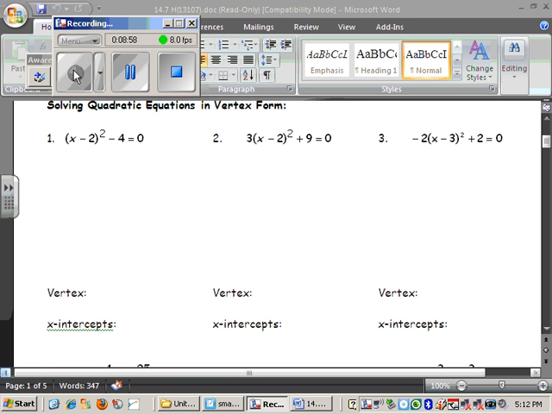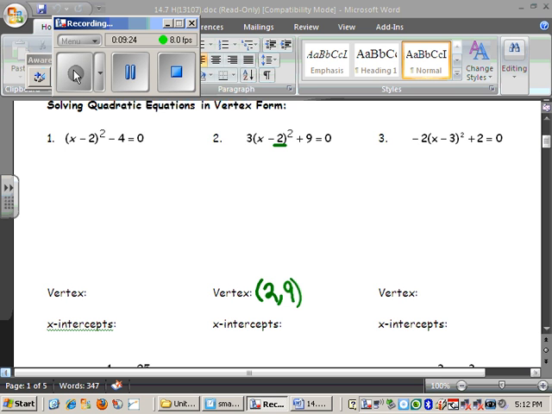Okay, I've cleared my board, and now we're going to look at number 2. It's just a little bit different than number 1. So we're going to start off by identifying our vertex. Again, our vertex is our h and our k. So here I have 2, and because it says negative 2, that means that it's positive, because that should be a minus sign there. And I have plus 9, and that should be a plus sign, so that tells me that my 9 is positive. So my vertex for this particular equation is at 2, 9.